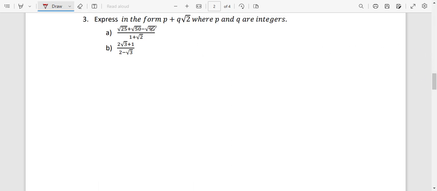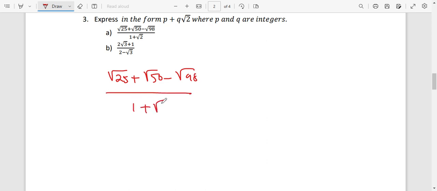Okay, express in the form p plus q square root of 2 where p and q are integers. First one, square root of 25 plus square root of 50 minus square root of 98, divided by 1 plus square root of 2. Who can help us? What should be the first thing that we should be able to do? Yes, please go on. Simplify the roots and put.